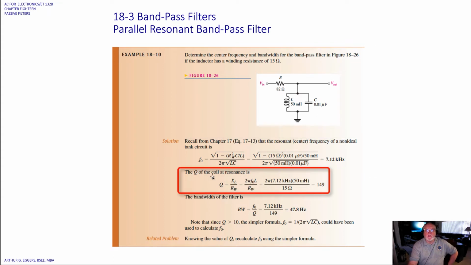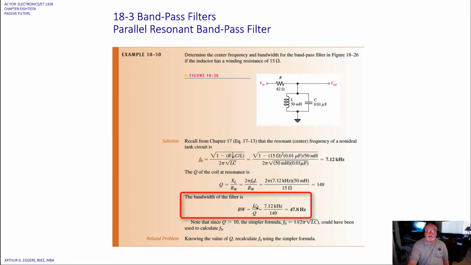So the Q of the coil then at resonance, there's our relationship for Q, X sub L over the winding resistance. X sub L, 2 pi f L, gives us a value then of 149. Again, notice no units. It's a figure of merit. The bandwidth of the filter then is the center frequency divided by the Q. So now that we have Q, we have our center frequency from the two previous calculations. The bandwidth is 47.8 hertz.